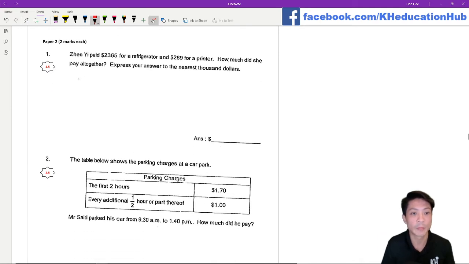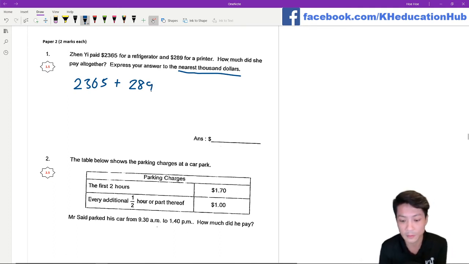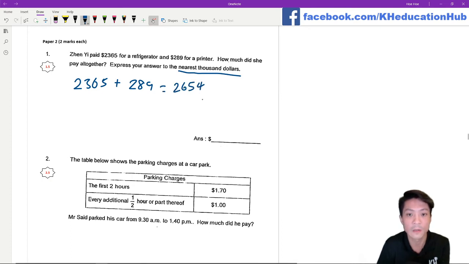Let's move on to paper 2. You paid $2,365 for a refrigerator and $289 for a printer. So how much did you pay altogether? Express your answer to the nearest $1,000. So we're going to add these two together. First, 2,365 plus 289. I'm going to use a calculator. 2,365 plus 289 gives me 2,654. So when I round it off to the nearest $1,000, it gives me 3,000.